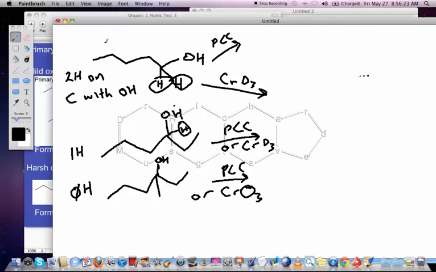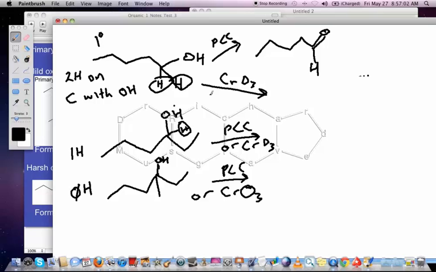If you start off with a primary alcohol, this here is primary. Then what's going to happen is if you use PCC, a mild oxidizing agent, you'll just lose one of these hydrogens and you'll end up getting an aldehyde as a product. If you look at the pattern, really all you're doing is taking this OH and turning it into a double bonded oxygen by losing these two hydrogens, the H on the O and one of the H's on the C.